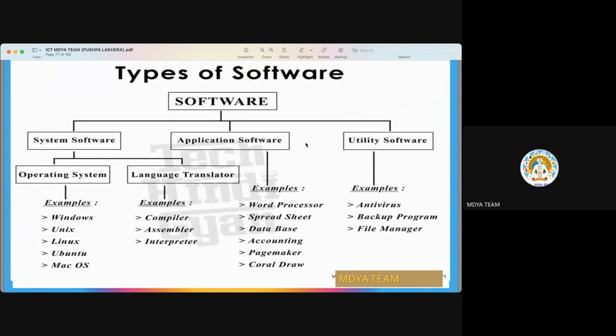Photo and plotter come under thermal, ma'am. Yes. Yes.